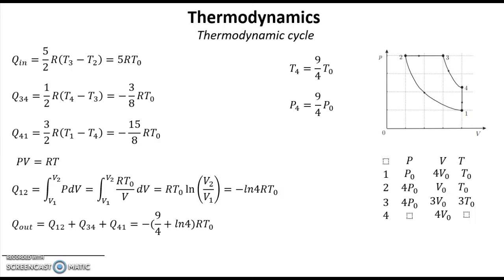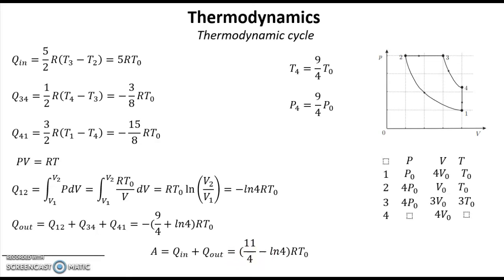Finally, we can count the total Q out. That's this one. And to find the total work done by the gas during a closed cycle, we have to count all the heat transferred through these processes. It will be Q in plus Q out. That's this one. This is the answer for question 3.